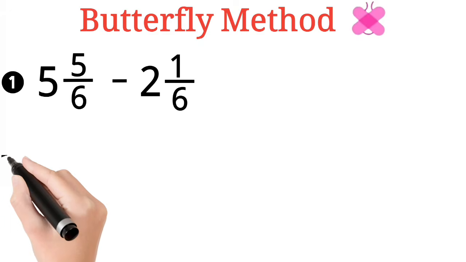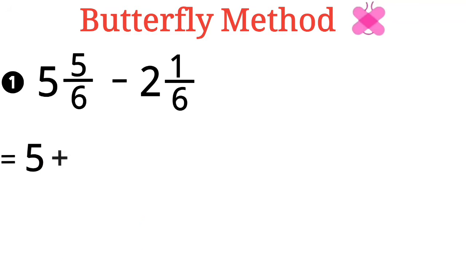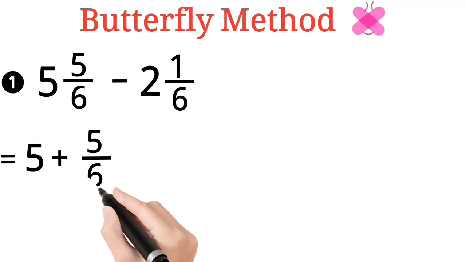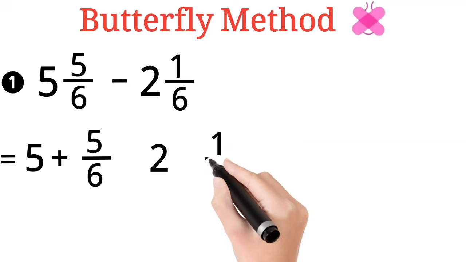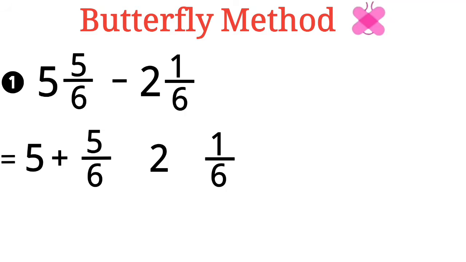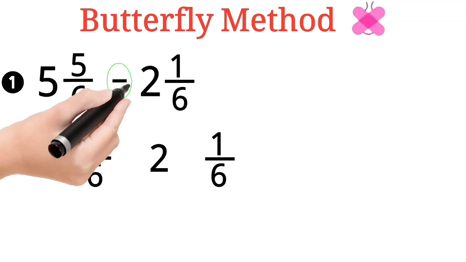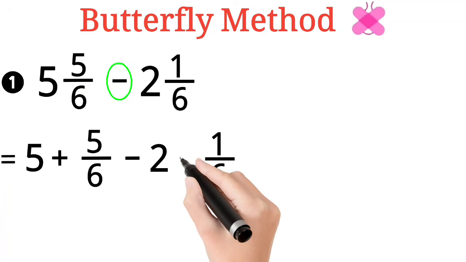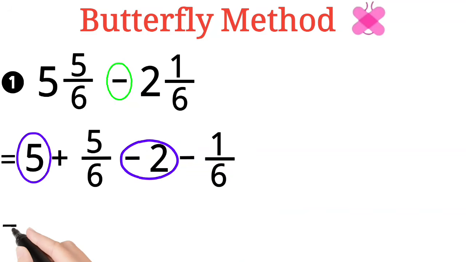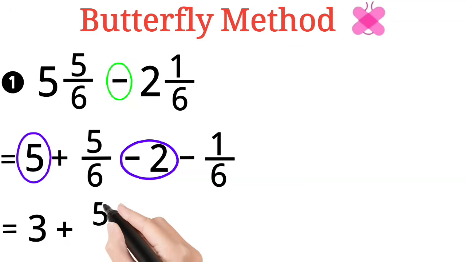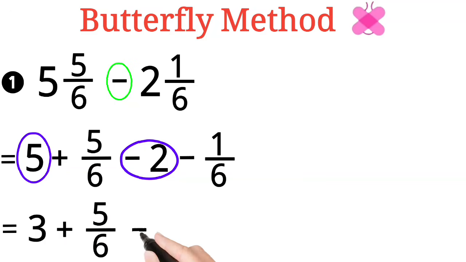5 and 5/6 can be written as 5 plus 5 over 6. And 2 and 1/6 is 2 and 1 over 6. Now, because we have a negative sign, we need to distribute that to both the 2 and 1 over 6. Now let's combine the whole numbers. 5 minus 2 equals 3. So we have 3 plus 5 over 6 minus 1 over 6.